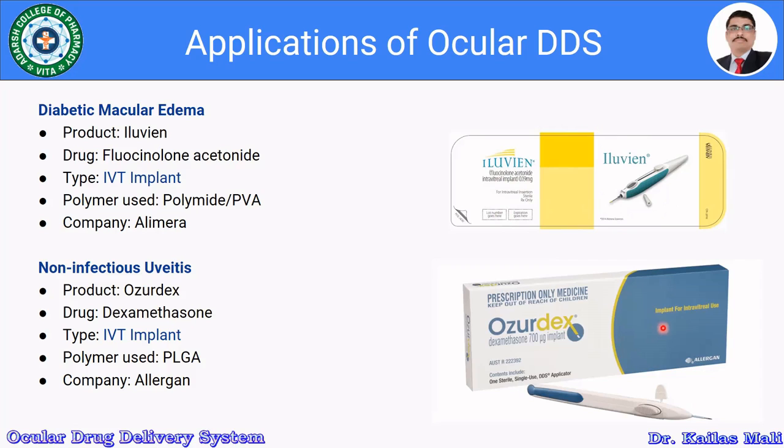Then for non-infectious uveitis, the implant Ozurdex is available. It is given as an intravitreal implant. It contains dexamethasone, and it comprises the polymer PLGA. It is manufactured by Allergan.